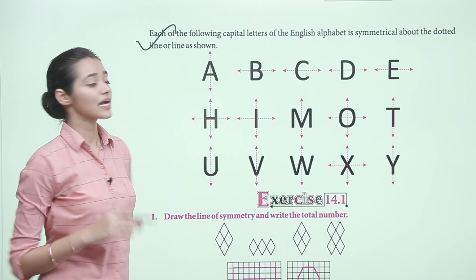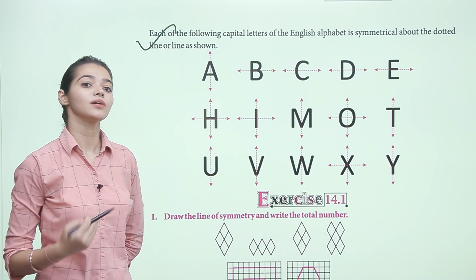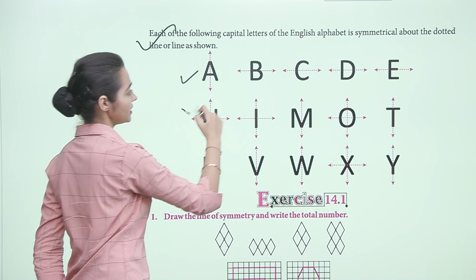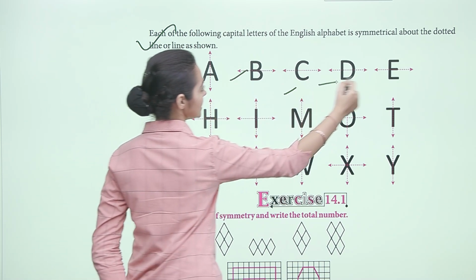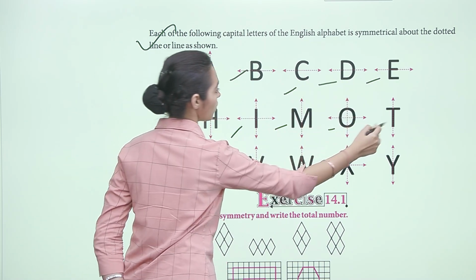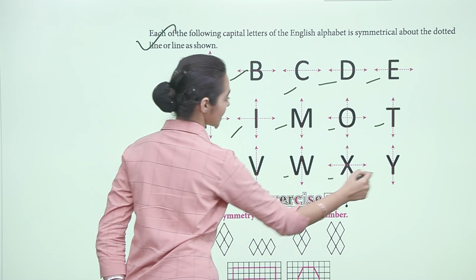Now each of the following capital letters of the English alphabet is symmetrical about the dotted line. All of these are symmetrical: A, B, C, D, E, H, I, M, O, T, U, V, W, X, Y.